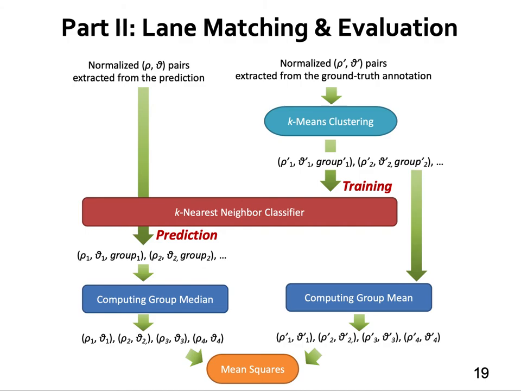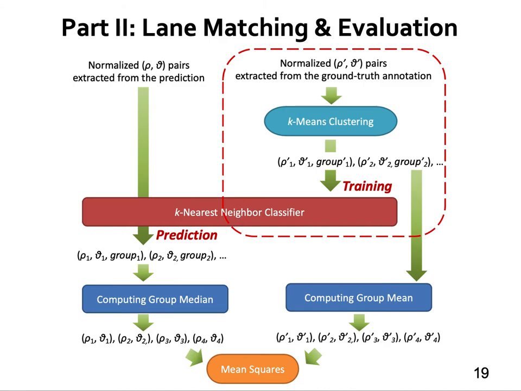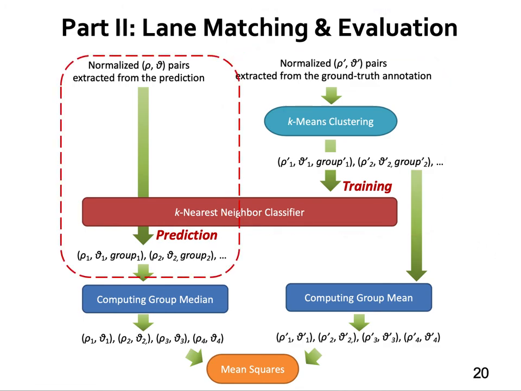Specifically, for those lines extracted from the annotation image, we will use k-means clustering to group them into k groups, where each group corresponds to one lane line. Here, k is selected using the well-known elbow method that can almost always recover the actual number of lane lines in our annotation. We then train a k-nearest neighbor classifier that predicts the group ID of a line according to its rho theta coordinates. The trained classifier can then be used to match those lines extracted from the input image with their corresponding groups obtained from the annotation, so that we can compute the error within each group.